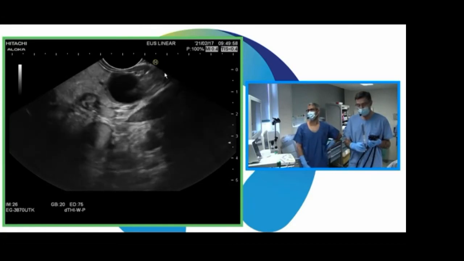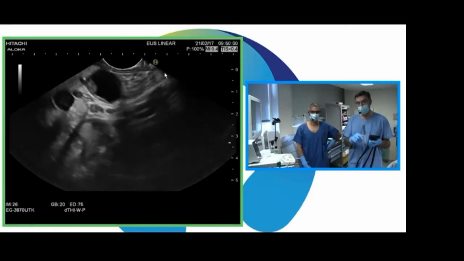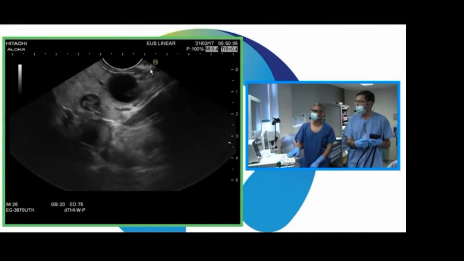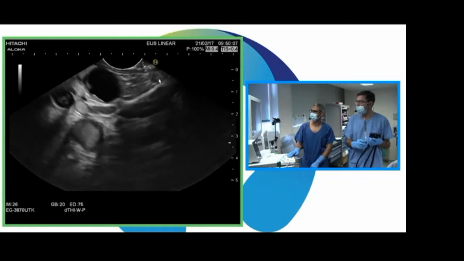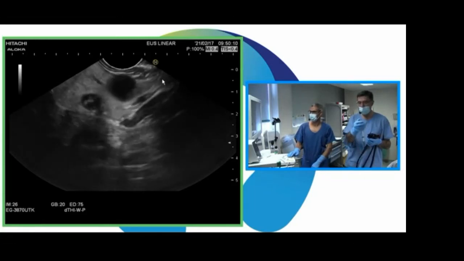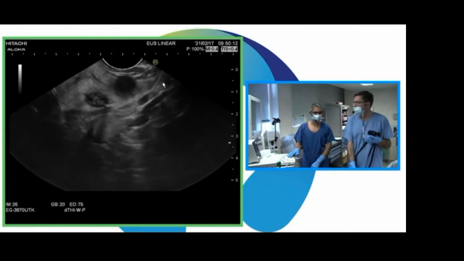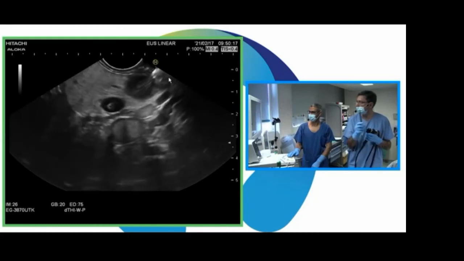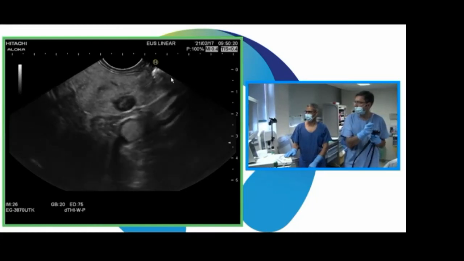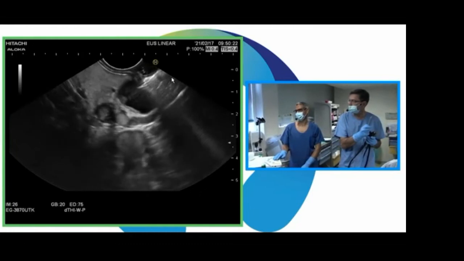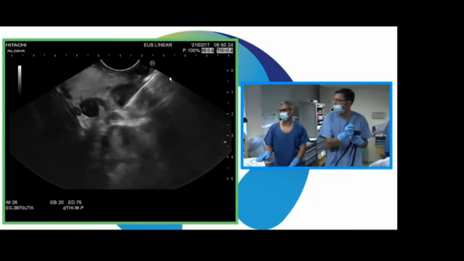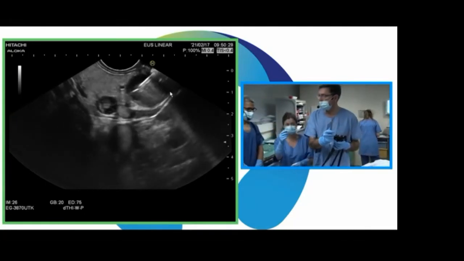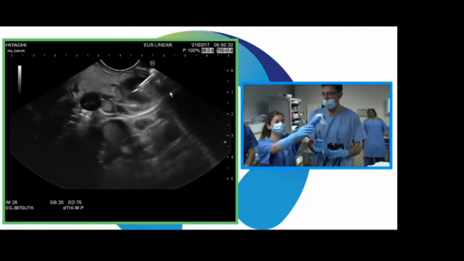So I'm just using, if you see, the 19 gauge needle. So I'm pushing out the sheath, okay? The sheath is just there, not too much. And now I am going to go inside the lesion with the needle. Okay, and now we are going to suck the fluid content. And so the nurse, yes, you can retrieve the stylet.